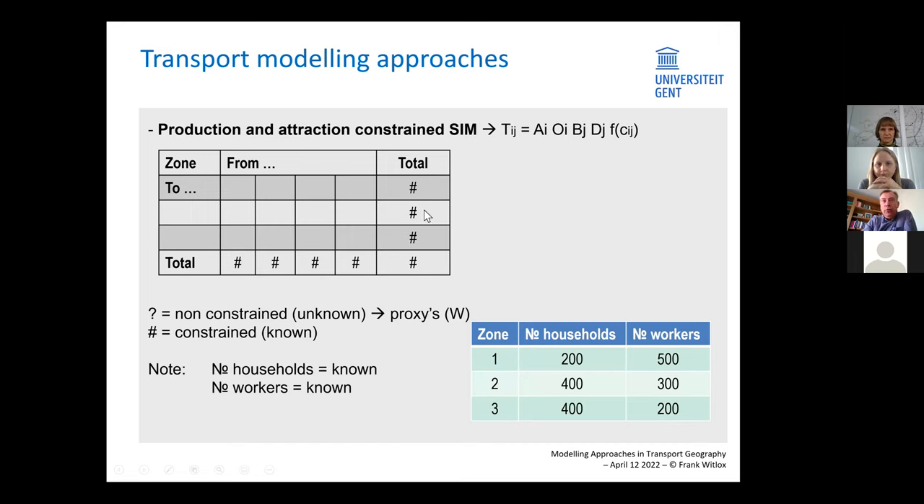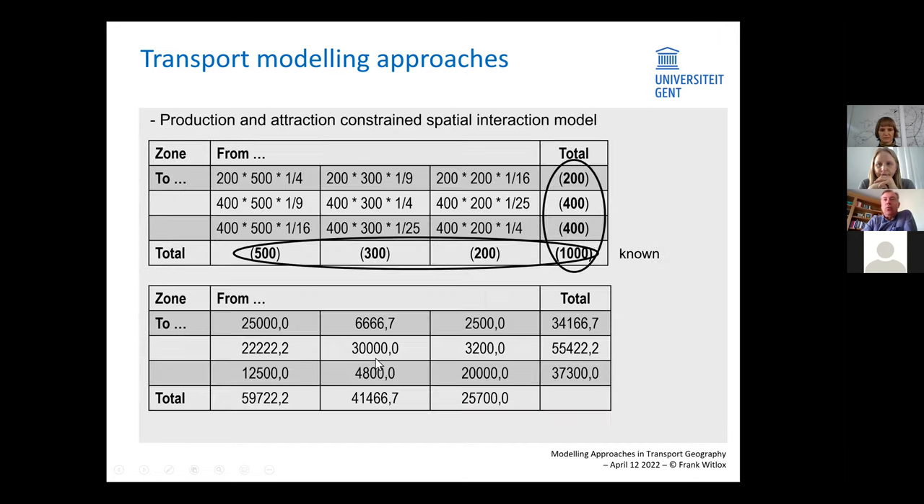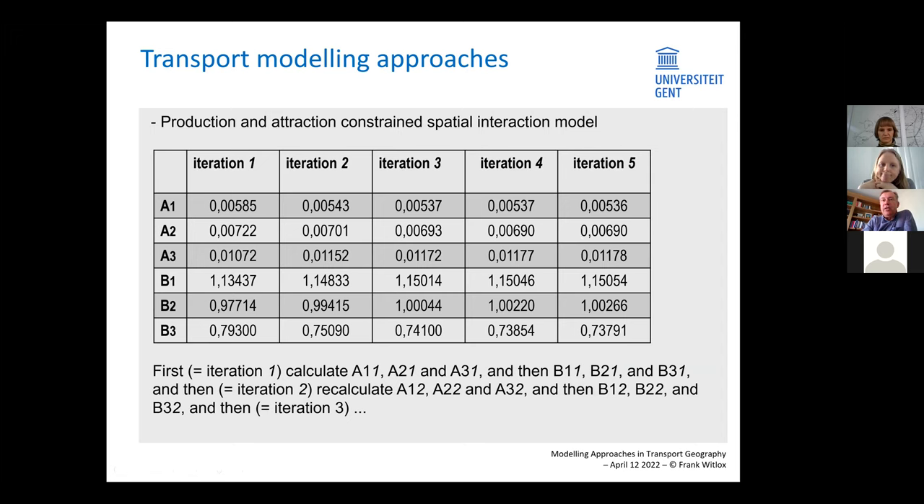So that is all known, it's all fixed. We need to fill in this matrix again, the households and the workers, if this is, for instance, in terms of commuting, they're all known. And then we have to redo this. The only thing to watch out for is that, both at the levels of the rows and of the columns, we need to again fix these numbers to the set numbers that we know. And in order to do that, we do an iteration process.